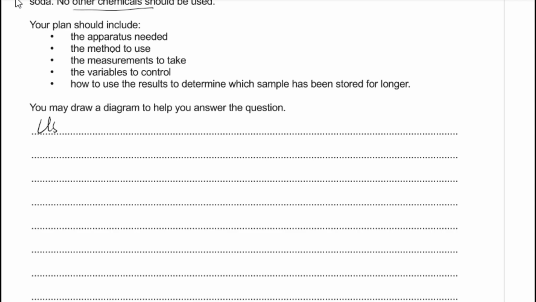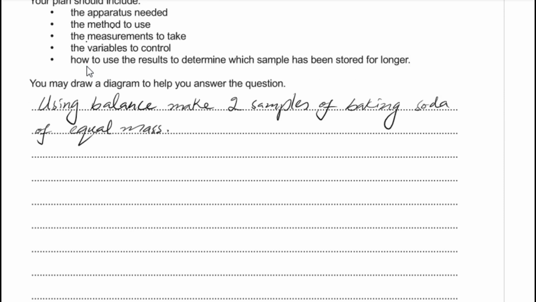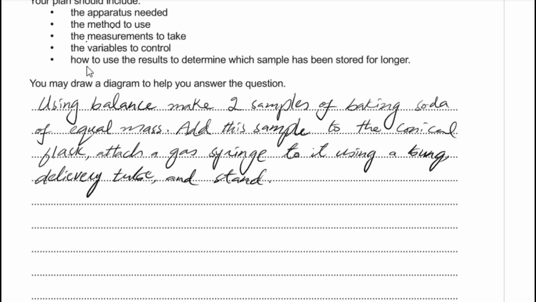First of all, we need two samples of baking soda of equal masses. For that, we would require a balance. Using the balance, make two samples of baking soda of equal masses. Now we have two samples that we can place into different conical flasks, or we can use the same flask to perform the experiment twice. Add this sample to the conical flask, and attach a gas syringe to it using a bung, delivery tube, and a stand, as we have seen in the figure.